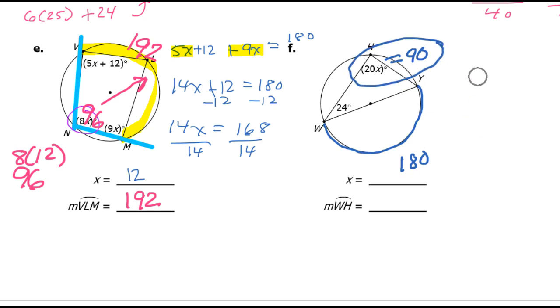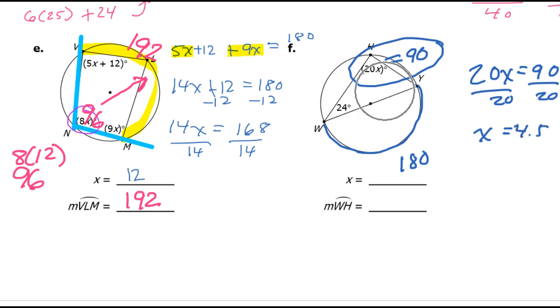Yeah. Okay, so now I have 20x is equal to 90. So then what do I do? Divide by 20 on both sides. One more time. 4.5. Okay, so x is 4.5.